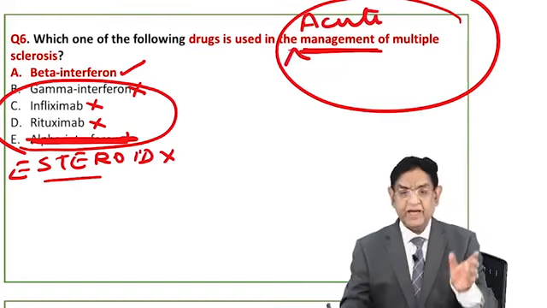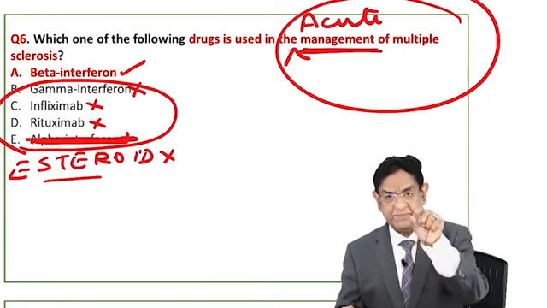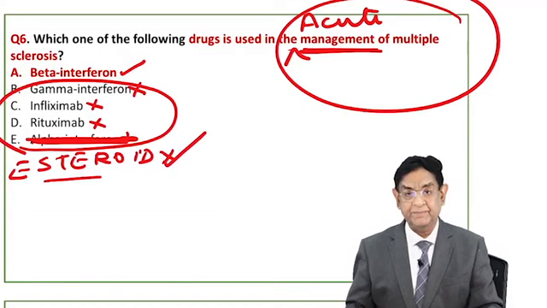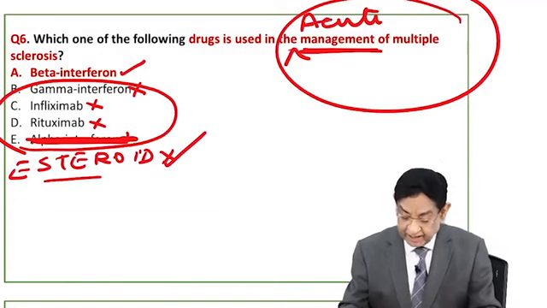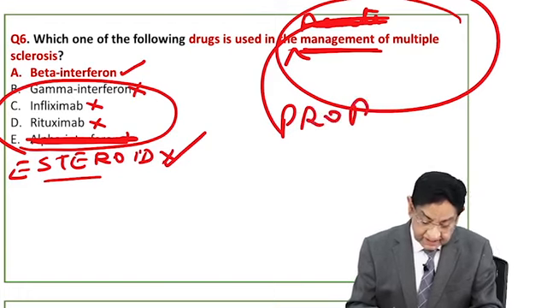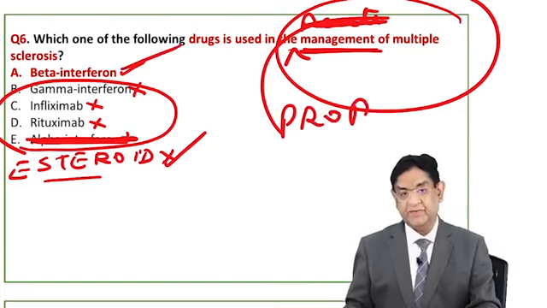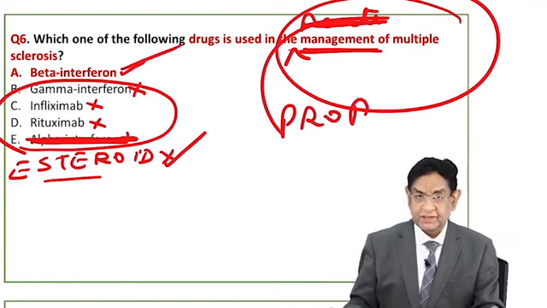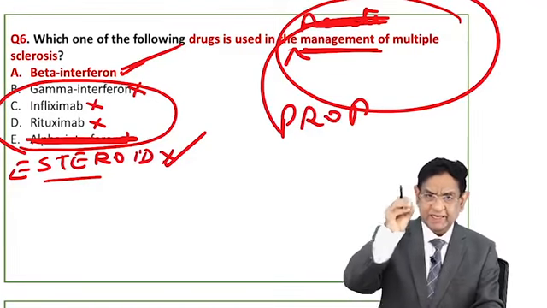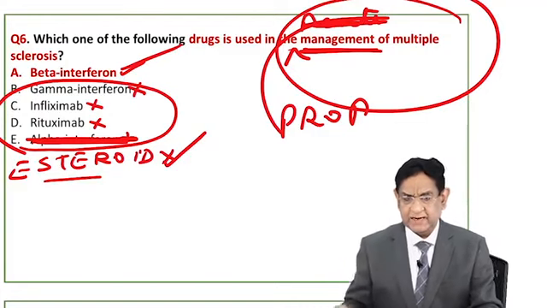Then the word would have been acute management. That means what you will do right now. Then the answer becomes steroid. Or the word would have been prophylactic management. Then the answer would have been beta interferon. Got it? Your mind should be very clear: what question they ask, what answer I have to give.